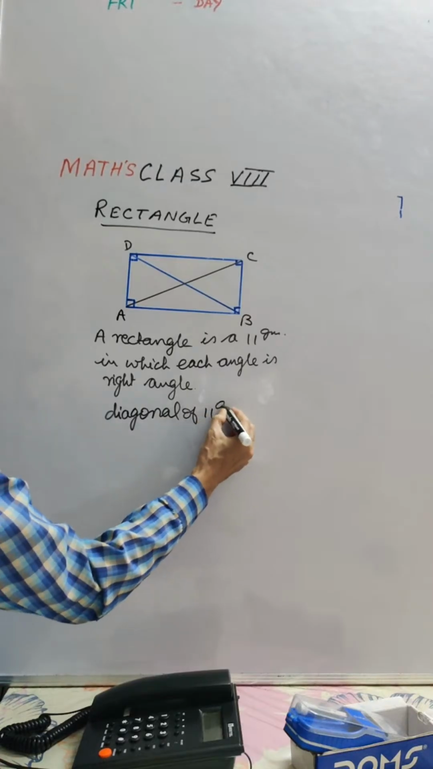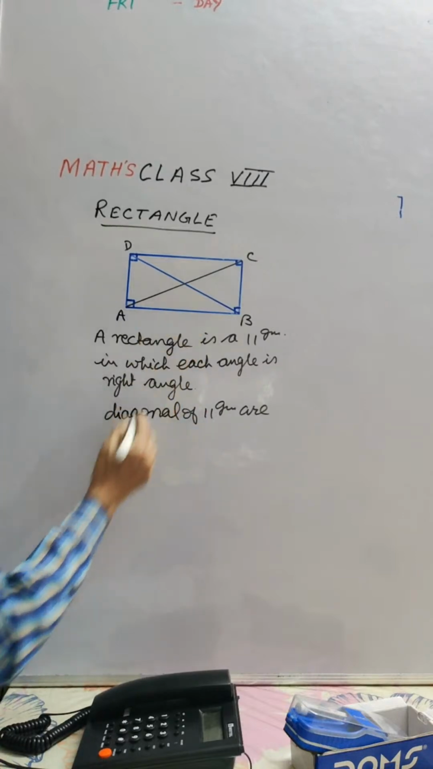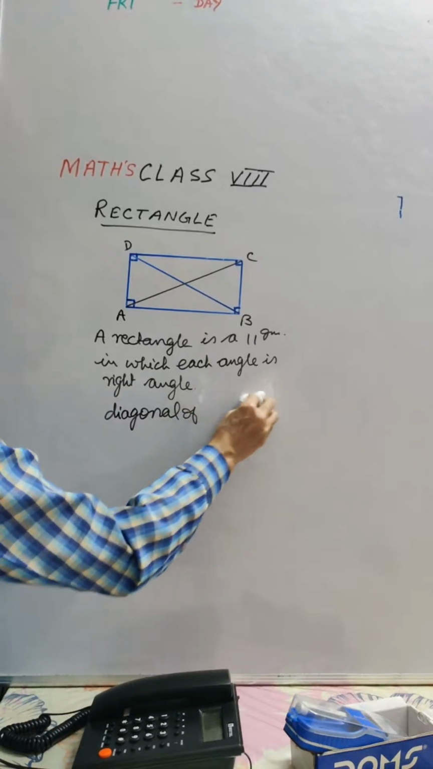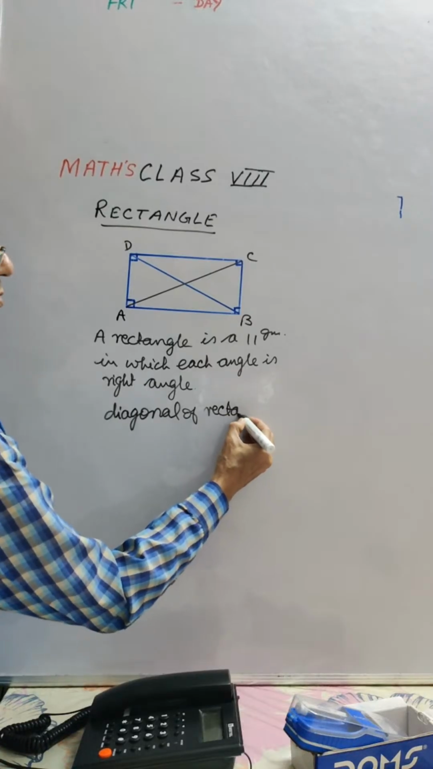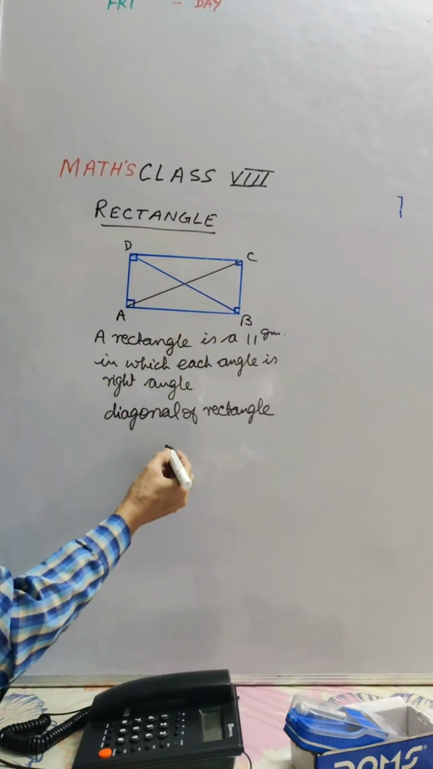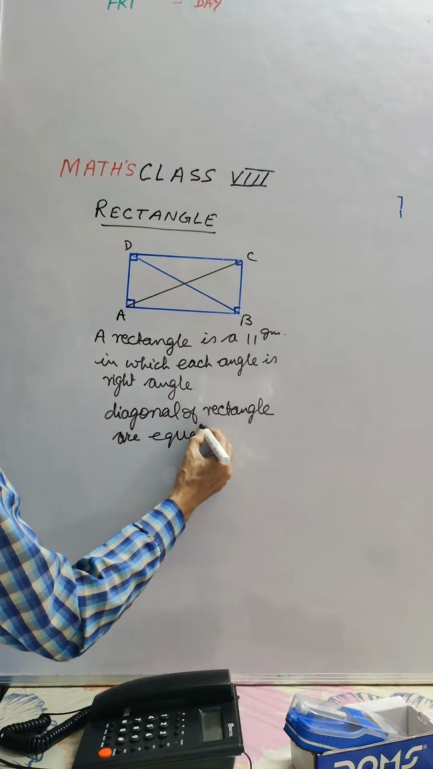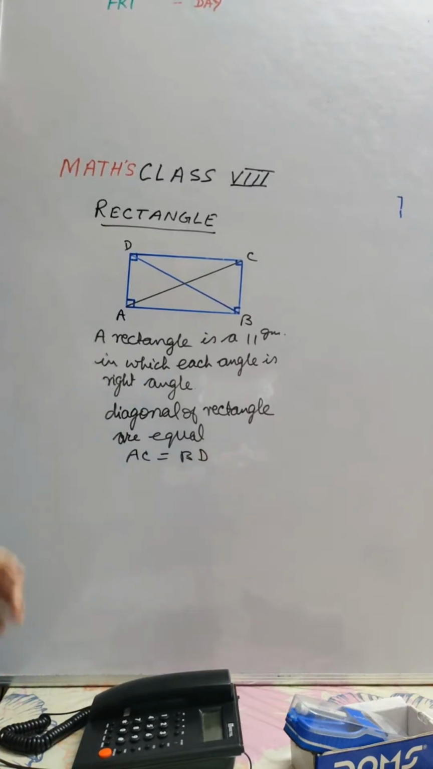Diagonals of a parallelogram are equal. We can say diagonals of a rectangle are equal. It is a special parallelogram in which the diagonals are equal. This means that AC is equal to BD.